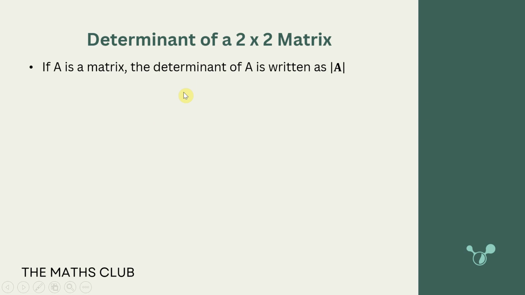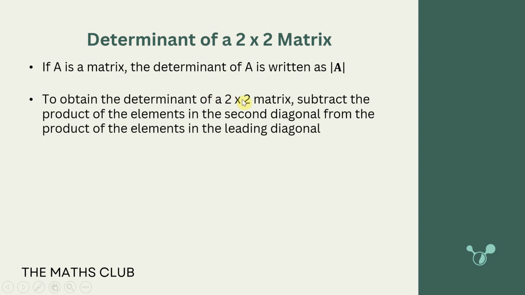For a 2 by 2 matrix, to find the determinant, you first have to express it as a straight line, the name of the matrix, and a straight line. If I see this, I know that you're talking about the determinant of the matrix. So this is how you should annotate the determinant of a matrix. To obtain the determinant of a 2 by 2 matrix, subtract the product of the elements in the second diagonal from the product of the elements in the leading diagonal.